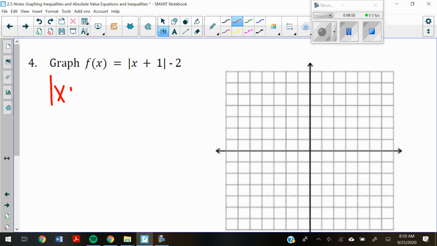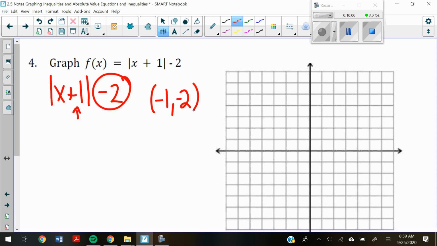So x plus 1 minus 2. My vertex is going to be the opposite of what's here for my x, and the same is here for my y. That's my vertex. So now we make our xy table to help us with that.